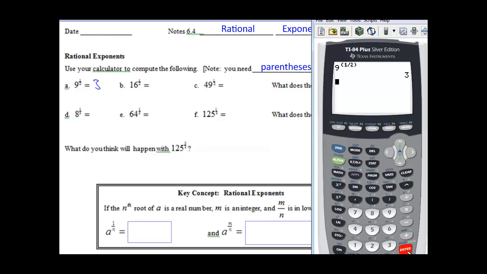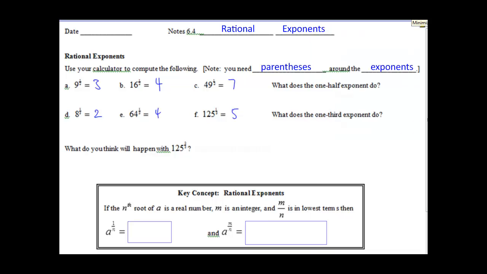If I do 16 raised to the 1/2, we get 4. If we do one more, 49 raised to the 1/2, your calculator gives you 7. If we take 8, skip to D, we go 8 to the 1/3. Okay, we get 2. If we do 64, caret 1 divided by 3, you get 4. And if you do 125 raised to the 1/3, we get 5.